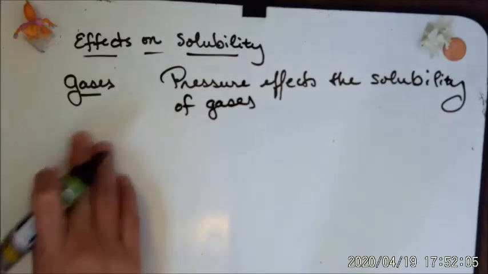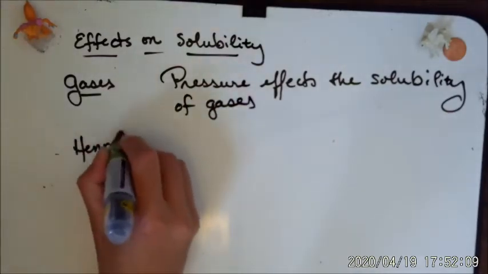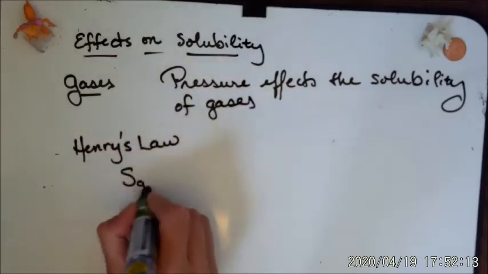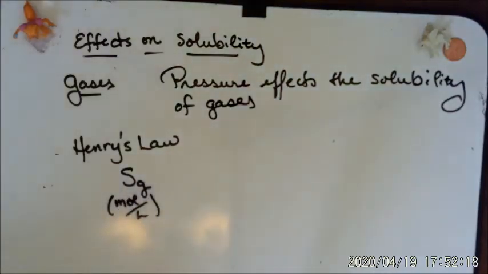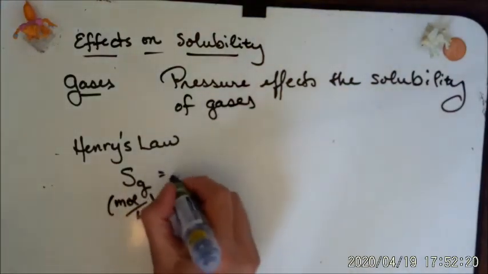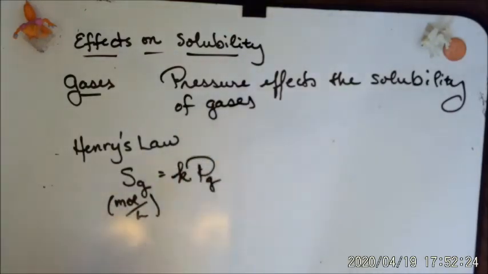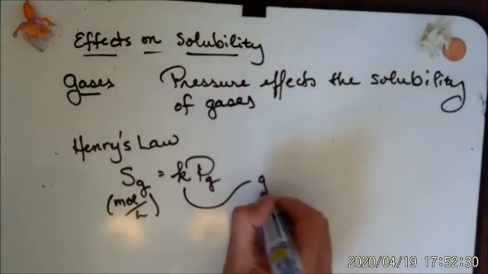Okay, so there's a law to it. It's called Henry's law. And the solubility of a gas, and this is going to be in moles per liter of solution, is going to be equal to some constant times partial pressure of that gas. And that constant is gas specific.